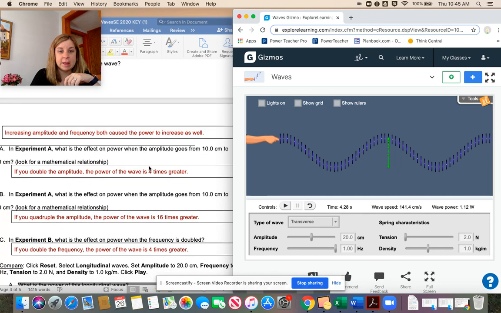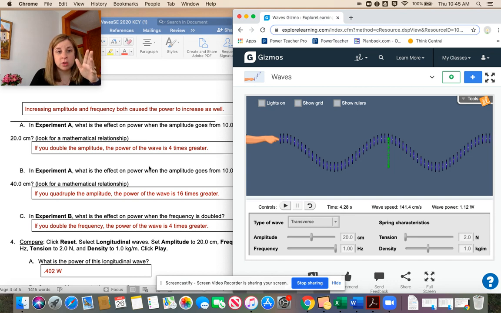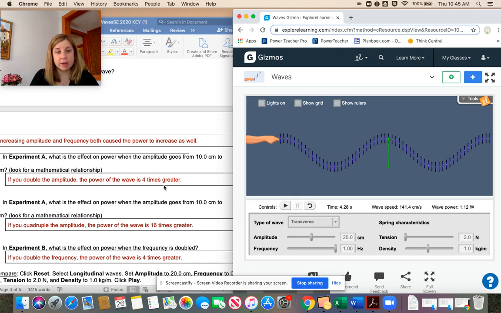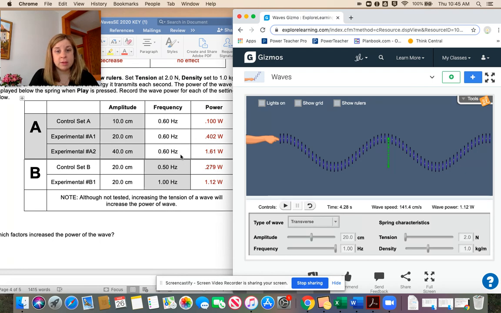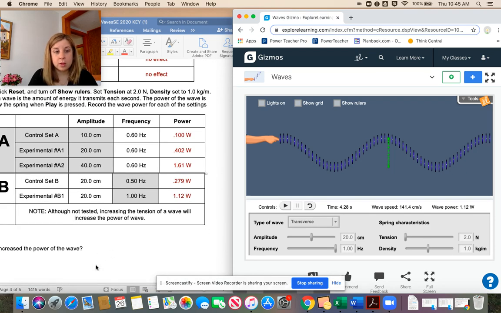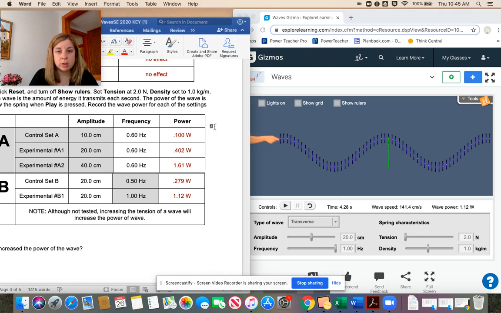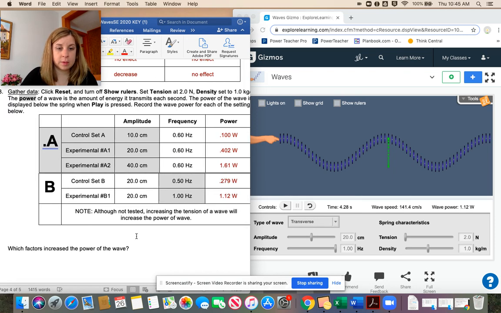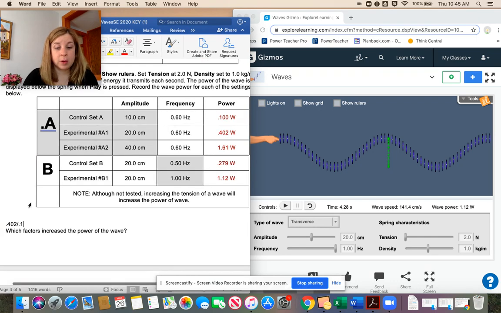So what is the effect on power when the amplitude goes from 10 to 20 centimeters? Just look for a mathematical relationship. So if I double the amplitude, so right here where I doubled the amplitude, the power of the wave is 4 times greater. And how you get that is by taking these two numbers and dividing them. So 0.402, let's see if I can type in the document right now. 0.402 divided by 0.1 should give you approximately 4. So that will be 4 times greater. Okay?